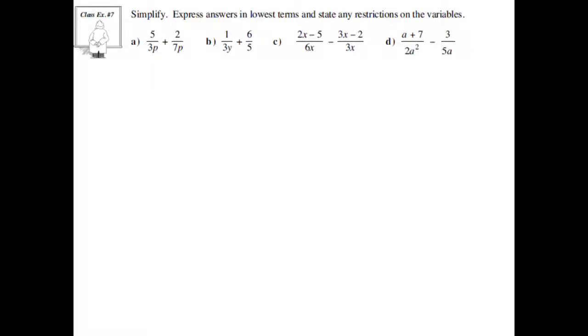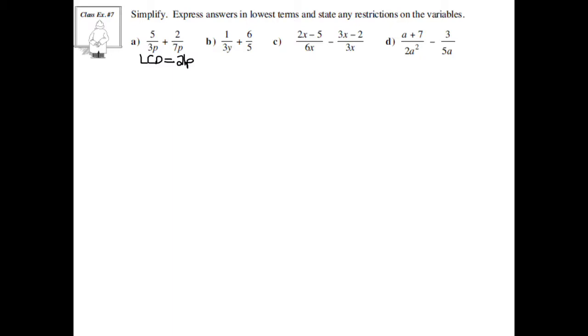In these questions, our denominators are different, but we also have that variable in there. The technique does not change. We want to find the lowest common denominator for each. In A, my lowest common denominator is going to be 21p.